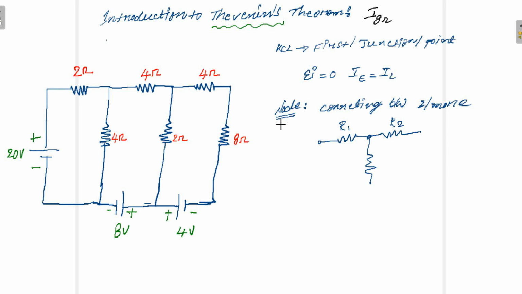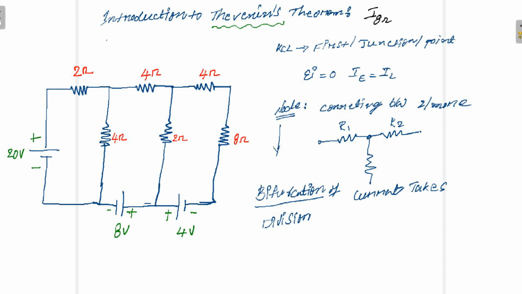a node is a point or junction where bifurcation of current takes place. What do you mean by bifurcation? Division. Bifurcation is nothing but division of current. Where division of current takes place, that is considered a node. That only we have to consider as a node.